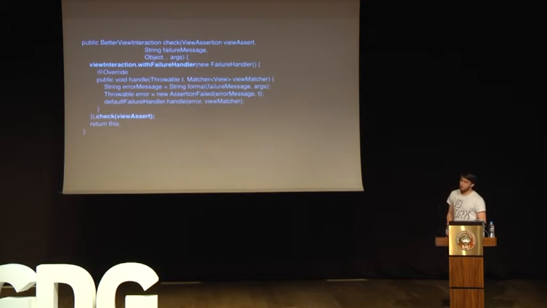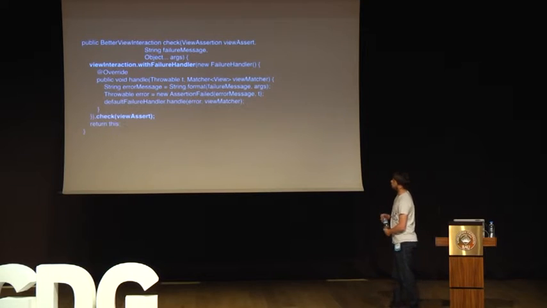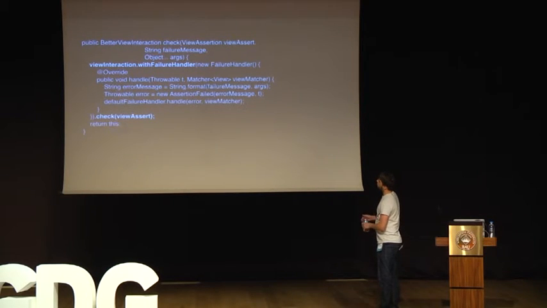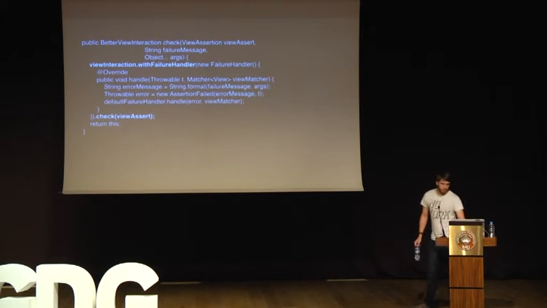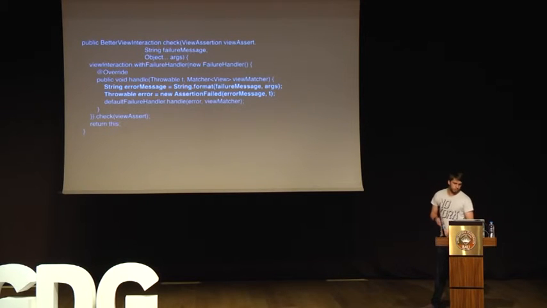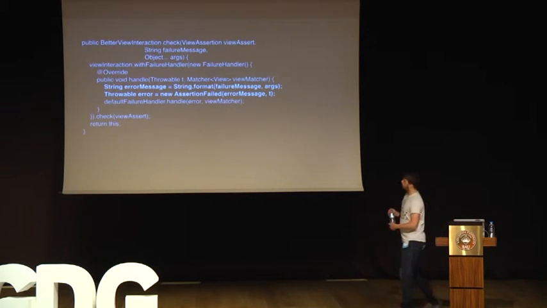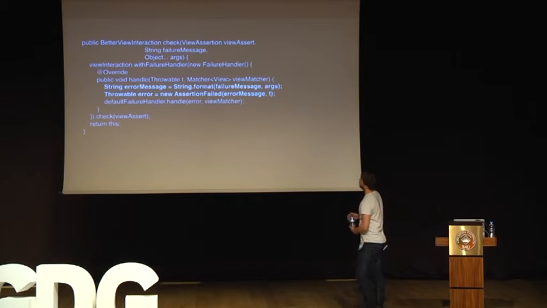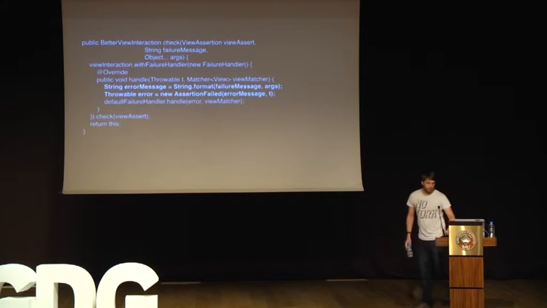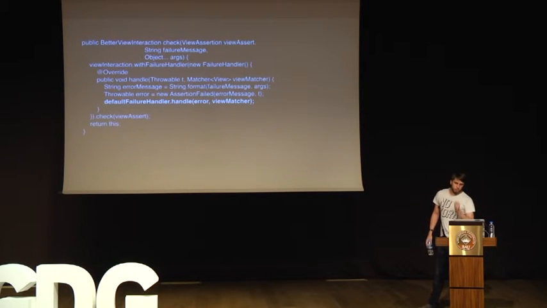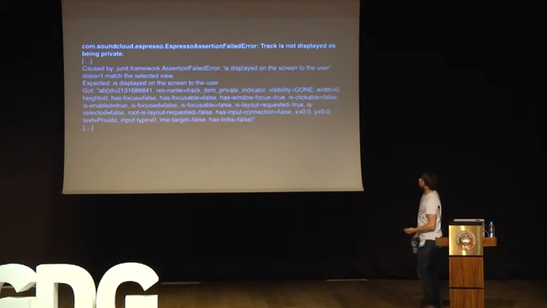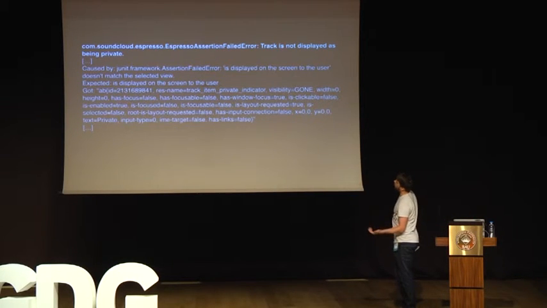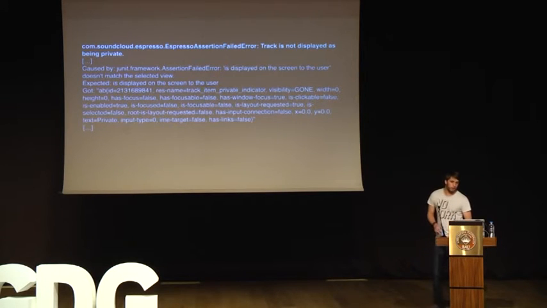So on our wrapper, every time before checking and before asserting, we just pass an error message, and we use a failure handler. Here we wrap the usual default failure handler and pass it a new custom throwable that contains our failure message. Then we execute the default one. And then we get this: track is not displayed as being private, which is way more human than just, here's the view hierarchy dump, deal with it.